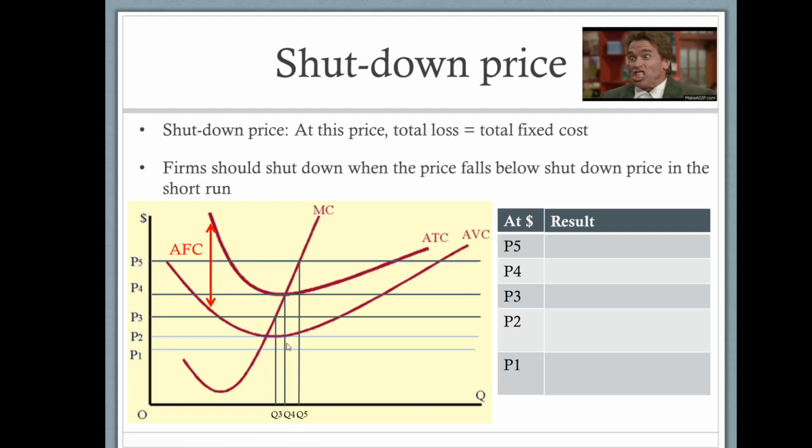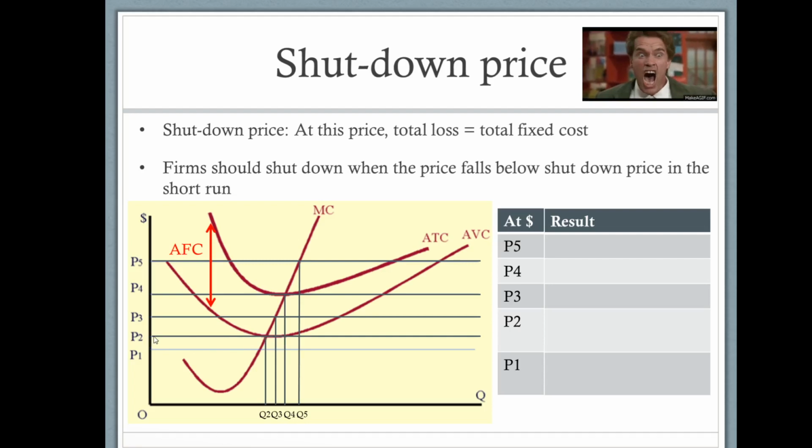Once again, when we go to P2, look at this. What do we call P2? Shutdown price, yes, exactly. Shutdown price is when the total loss is equal to total fixed costs. Or you can use another interpretation: when your revenue can barely cover all your variable costs. It is very similar to what you can find from the break-even price. So at this price, you are going to see a shutdown price.